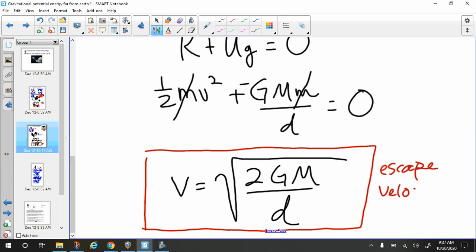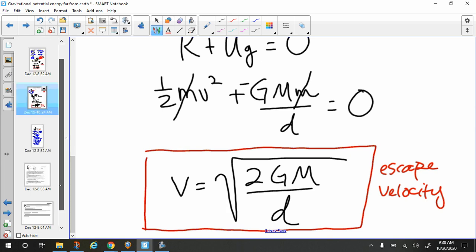So escape velocity is dependent on the mass of the center object, which makes sense. If you have a bigger mass, it's going to take a larger velocity to get it to escape the gravitational field.